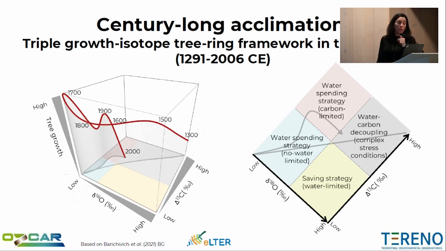And we don't see it because this series is smooth, but the most recent years are already falling here in the saving strategy. Now it's too dry for them, so they need to close stomata and change the strategy again. All this is just to show you that a forest in 700 years went through all possible scenarios in the physiological framework. This is how flexible acclimation can be.